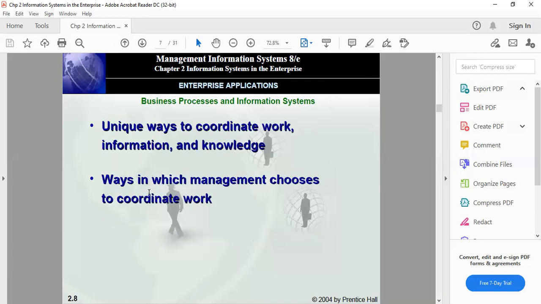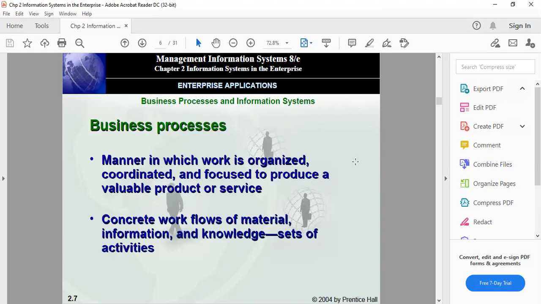Then there are unique ways to coordinate work, information, and knowledge as the business processes. These business processes would be unique from every organization to another. Then this would also talk about the ways in which management chooses to coordinate the work. If you can notice, if we go back one slide, we are talking about the same thing, and these are the business processes.